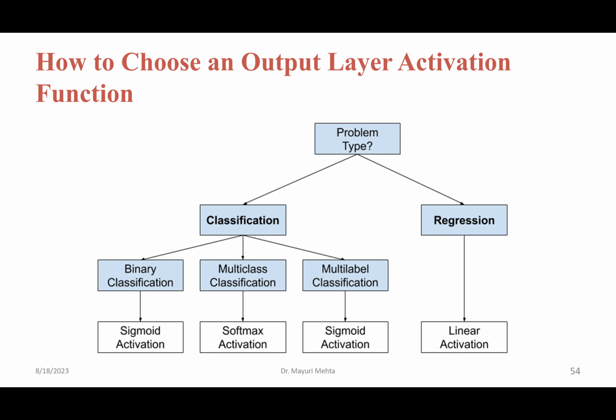those who have learned machine learning must be familiar with this classification. Supervised learning is usually used for classification and regression problems. We have discussed three types of learning, right? Supervised, unsupervised, and reinforcement learning. Supervised learning is usually used to solve classification and regression problems. So if it is a regression problem, then the linear activation function is preferred. Okay, so this is how you can choose the activation function for hidden layers and output layers.